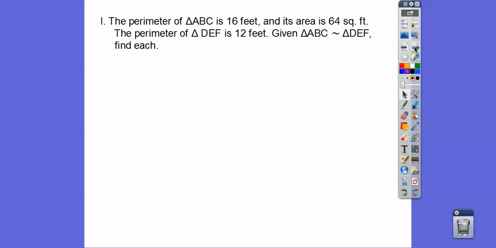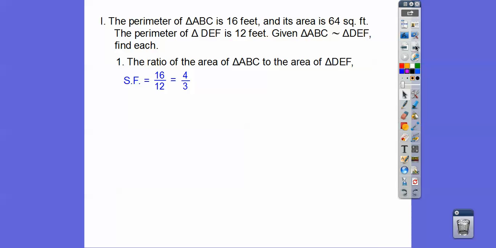All right, so the perimeter of triangle ABC is 16 feet, and its area is 64 square feet. The perimeter of DEF is 12 feet, and given that they're similar, find each. Okay, so let's find the ratio of ABC to DEF. Okay, so we're just going to go 16 to 64. Where did I get 12 from? Oh, I'm sorry, you guys.